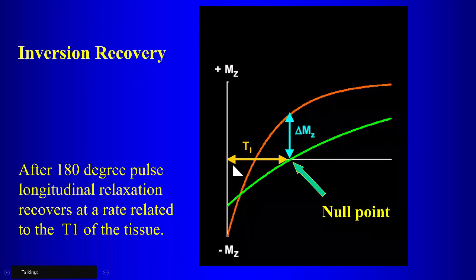So if we give a 180-degree pulse and invert both tissues, and then we wait until we get to the null point of the green tissue, the red tissue has recovered longitudinal magnetization. So if we give a 90-degree pulse here, we will get signal from the red tissue, but we will not get signal from the green tissue. So we have suppressed this tissue annotated in green by starting our imaging sequence at the null point of that tissue. That's how we can selectively suppress the signal from certain tissue and bring out other tissues.